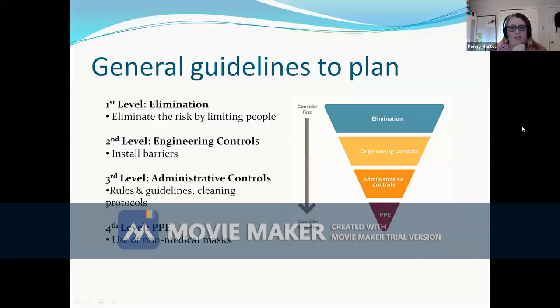So I actually just found this today and I thought it was a really good visual to see. There's 4 levels of controls, from the most useful that will help the most to the least useful. So the broadest area is to eliminate the risks.